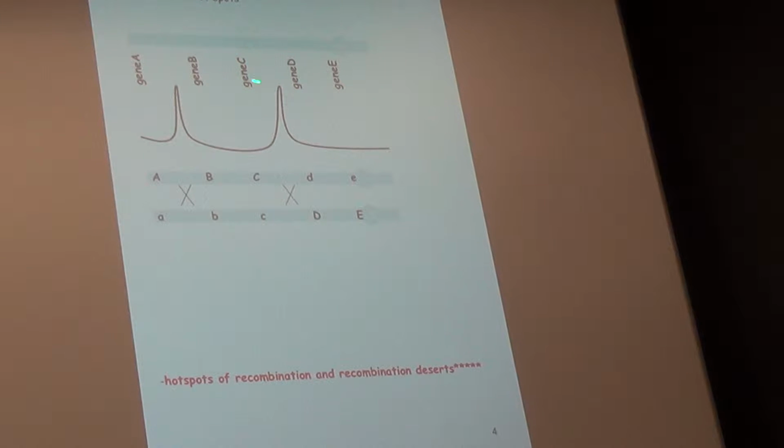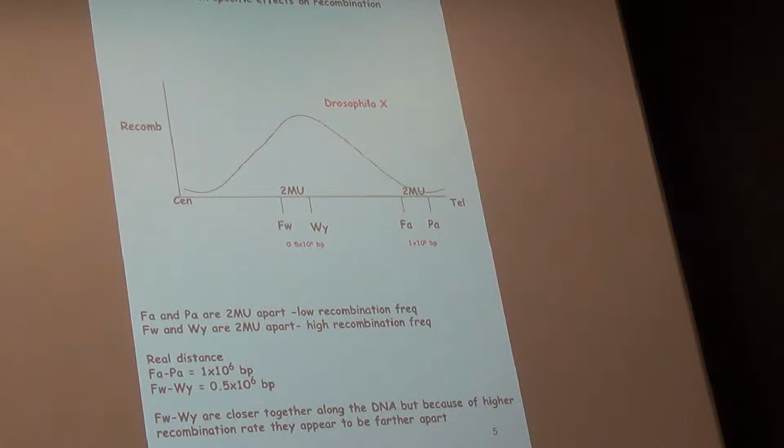Crossing over between genes C and D, but nothing again. And so there are regions of a chromosome where you get increased crossing over and regions where you get decreased crossing over. And in Drosophila, for example, along the X chromosome, if you take 4 genes, these 2 genes are 2 map units apart. These 2 genes are 2 map units apart.